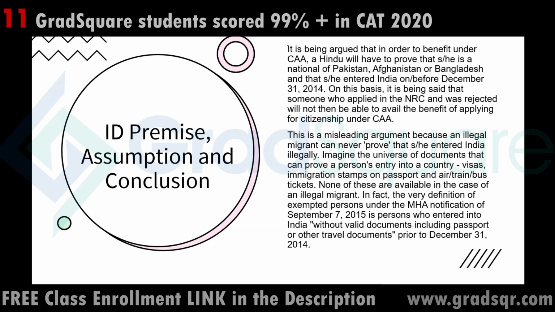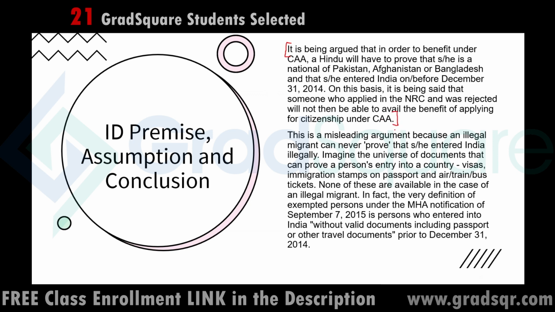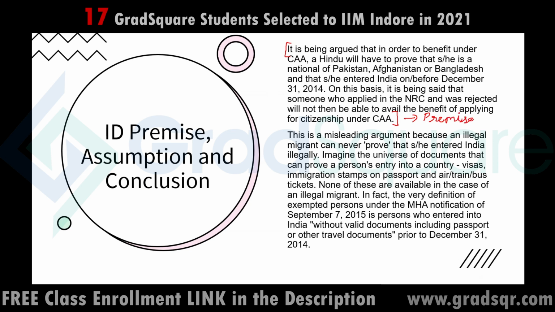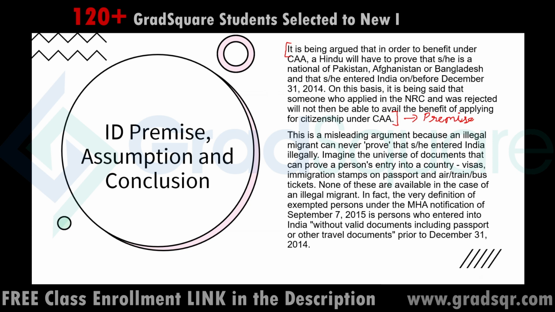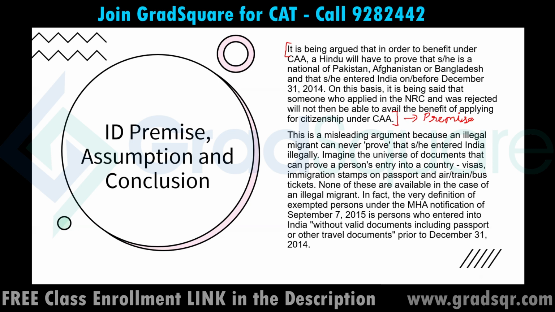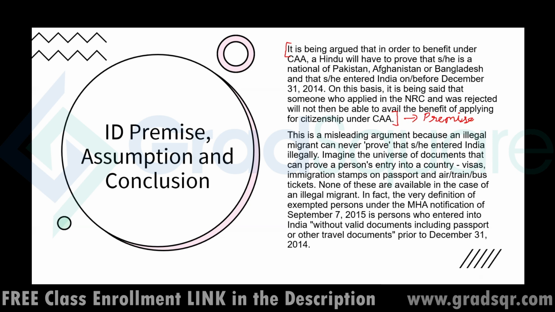All right, so I hope that was good enough time for all of you to skim through this entire passage. In this passage, the first paragraph is what? I think you should be able to understand that the first paragraph is the premise of the argument. Why is it a premise? Because it's a fact. It is factually telling us how the CAA NRC bill has been designed, what the nitty-gritties are of the CAA NRC bill which has been presented as part of the legal system of India.